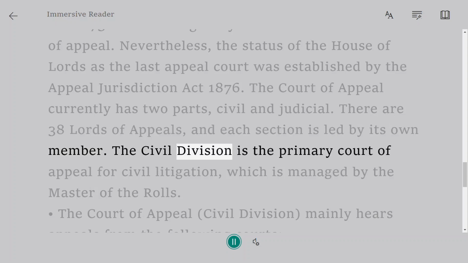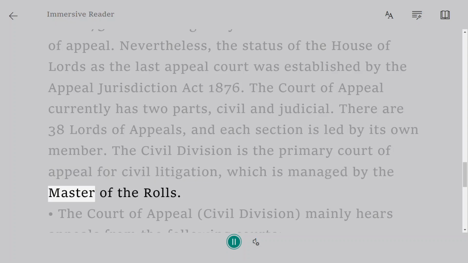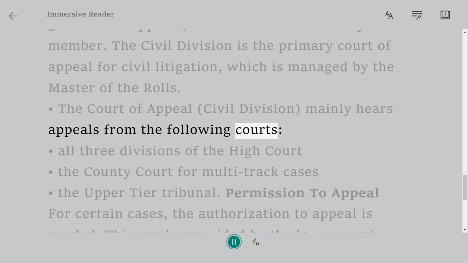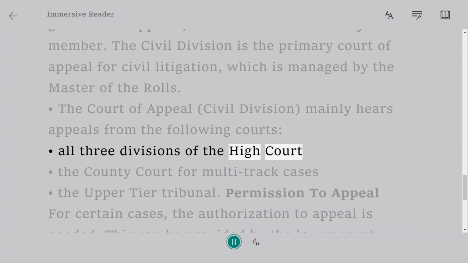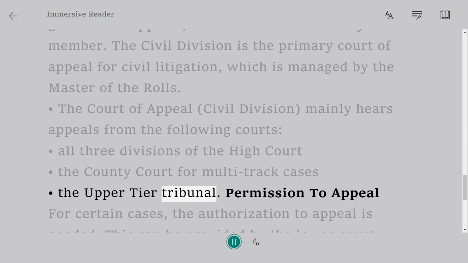The Civil Division is the primary court of appeal for civil litigation, which is managed by the Master of the Rolls. The Court of Appeal, Civil Division, mainly hears appeals from the following courts. All 3 divisions of the High Court. The County Court for multi-track cases. The Upper Tier Tribunal.